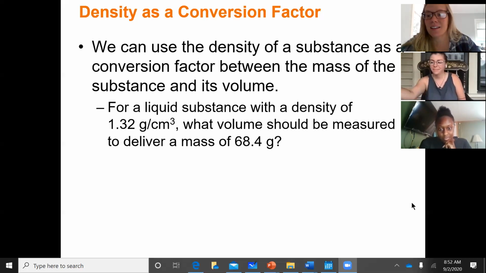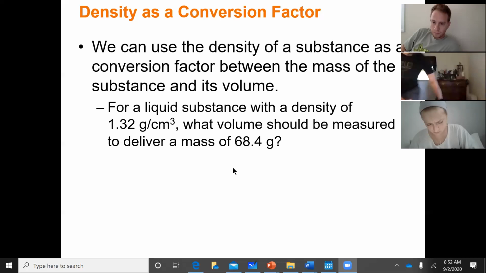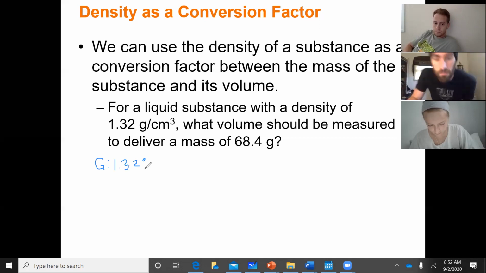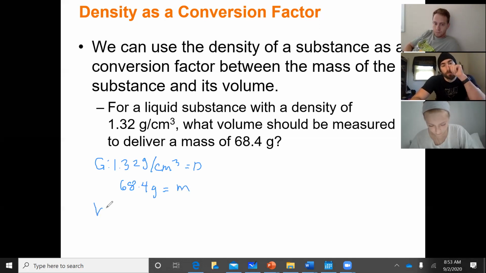Okay, so let's look at this density problem. Let me put my annotate on. I'll warn you, when I use the annotate button within Zoom, it's a little shaky. But all right, so we're given the density, and we also know 68.4 grams is the mass. So we're trying to solve for volume.